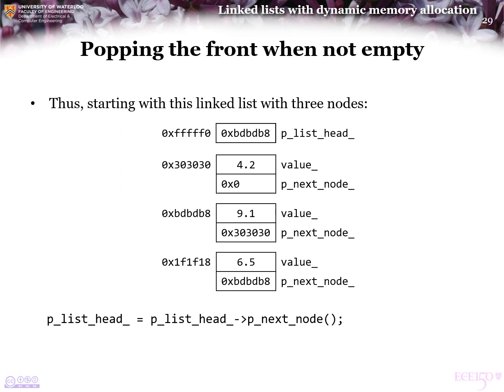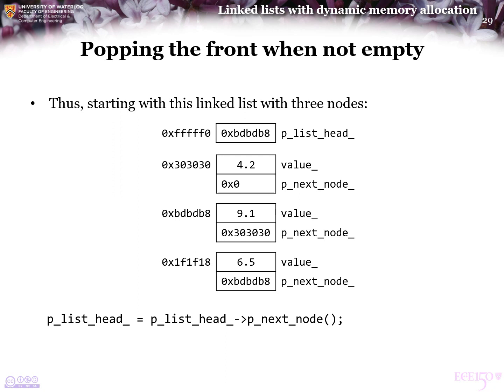All right. So, does anyone see any issues here? After all, list head is now storing the address of the node storing the value 9.1. Its next node member variable stores the address of the node storing 4.2, the next node of which is the null pointer. So we have indeed removed the first node from this linked list.